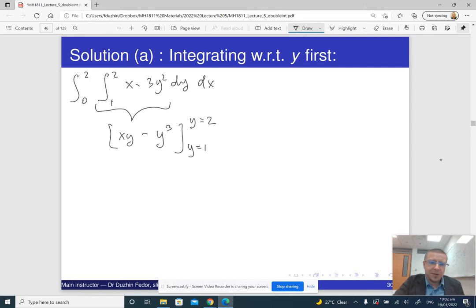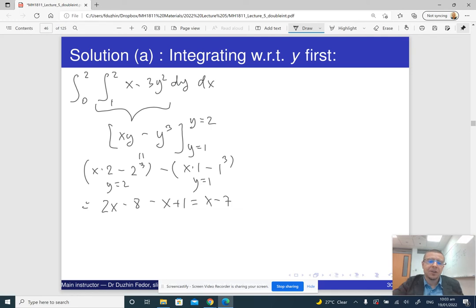All right? So this really means first I substitute 2 as y, so it's going to be x times 2 minus 2 cubed. So here y is 2. Minus x times 1 minus 1 cubed. So here y is 1. Okay, so this is how I compute the change. So now let me just do all the calculations. It's going to be 2x minus 8 minus x plus 1, and this is really just x minus 7. Okay, so the inside integral is just x minus 7.